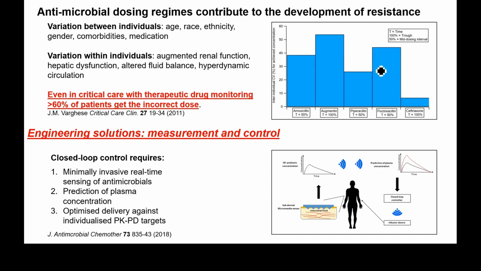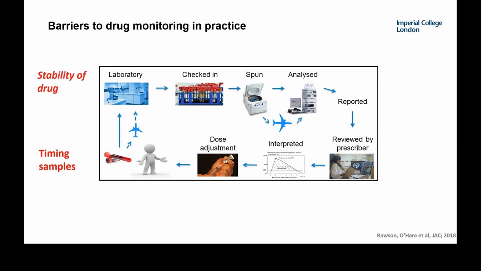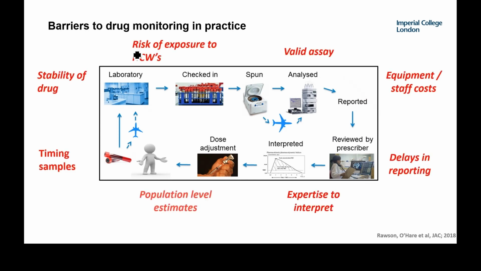We need measurement in subdermal tissue, ideally, to get some time measurement, which is then interpreted, fed through a closed-loop controller to an infusion device that tops up the dose and makes predictions based on the time dependency that it's getting from your sensor. The barriers to this at the moment are the timing of the samples, the stability of the samples on the way to the lab, getting them checked in properly, prepared, the analysis, the report, the review of the report by the prescriber, typically the physician, maybe in consultation with the pharmacist, some interpretation of this, adjustment of the dose, and by the time we get around this, everything's changed for the patient anyway.